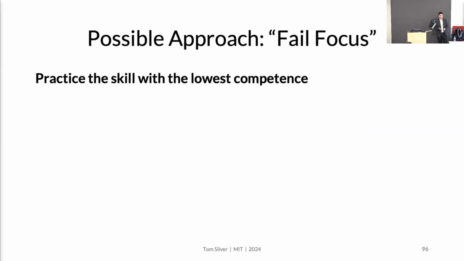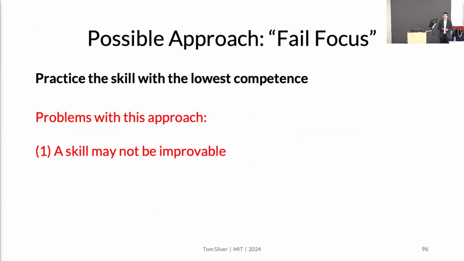So how should we decide what skills are most useful to practice? Well, one reasonable answer, which was actually the answer that we started with, is why don't we just practice the thing that the robot is currently the worst at? So focus on the thing that's failing, or practice the skill that has the lowest competence. This is intuitive, but it has two big problems that we quickly ran into.